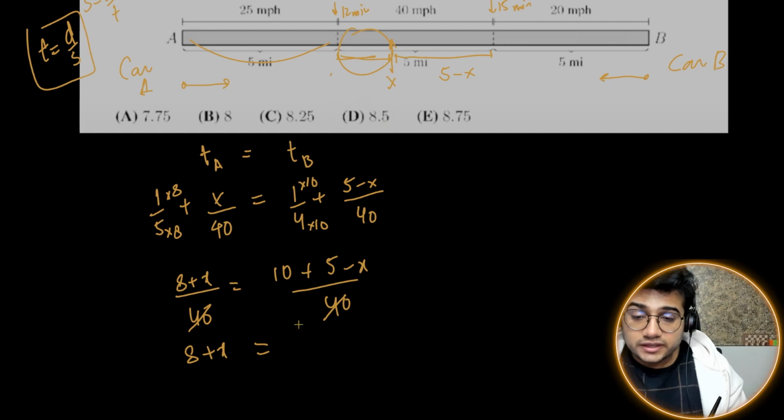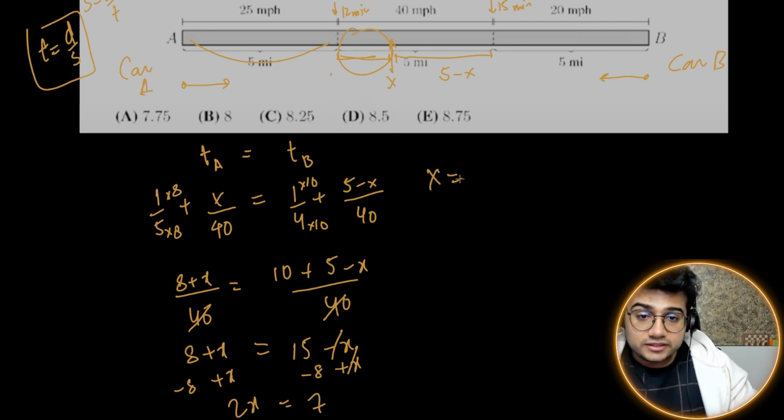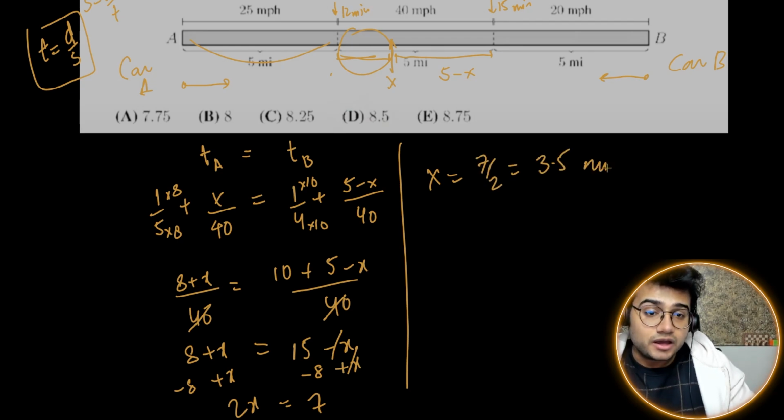So 8 plus x equals 10 plus 5, which is 15 minus x. We'll move x's to the same side, so that will become 2x, and then we subtract 8 from both sides, and we get 2x equals 15 minus 8, which is 7. That means x is equal to 7 divided by 2, which is 3.5 miles.